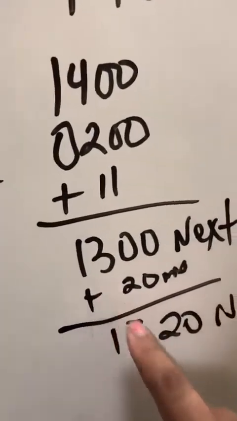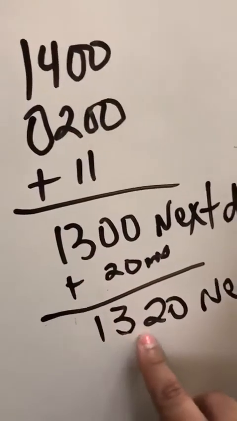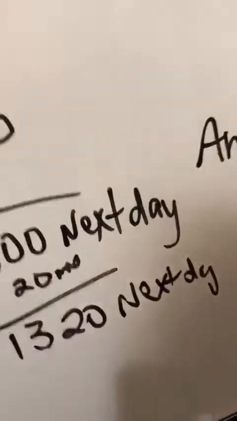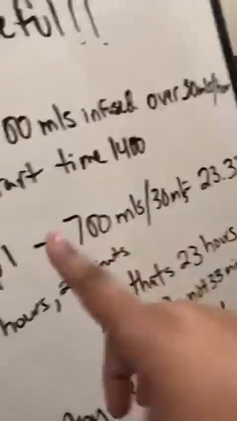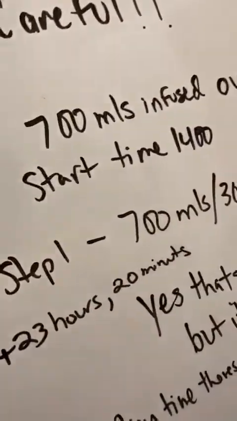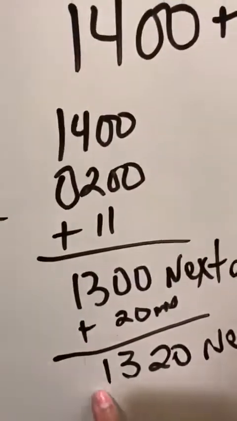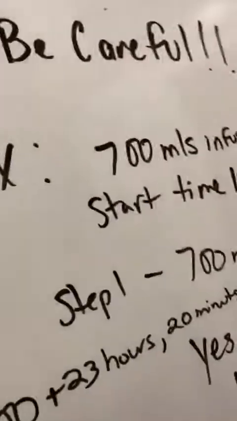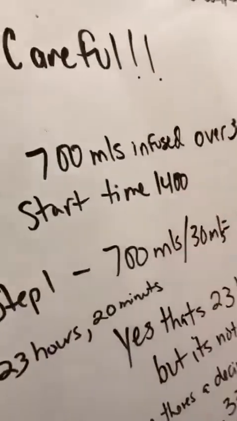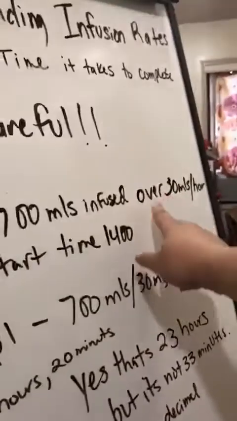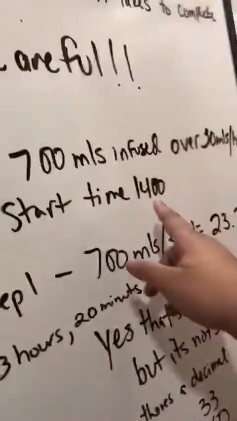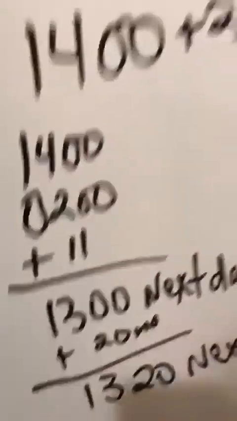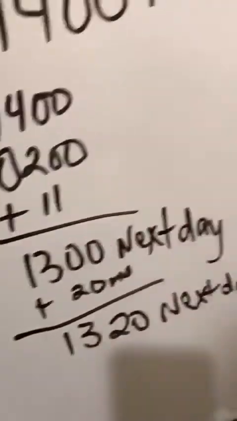And then 20 minutes. So here we go: 13:20, because we can't forget about our minutes. So the answer to this particular question, what time will it be if the start time is 1400? The answer is 13:20, which makes sense, because if it's 1420, 23 hours is less than 24, then hello, 13:20. 1 o'clock in the afternoon the very next day.